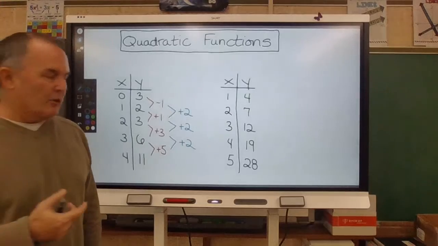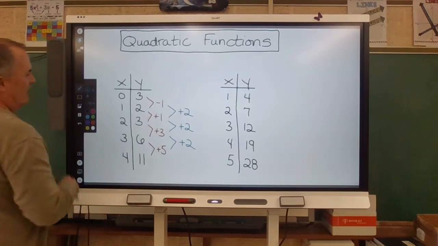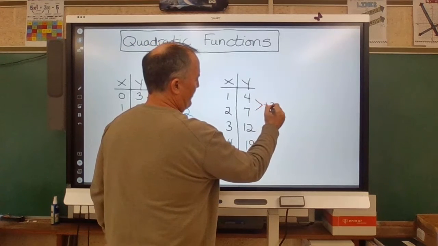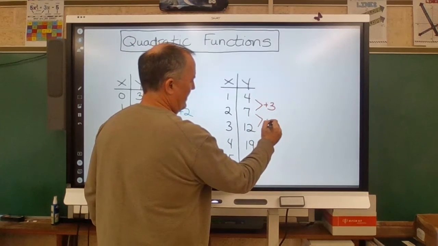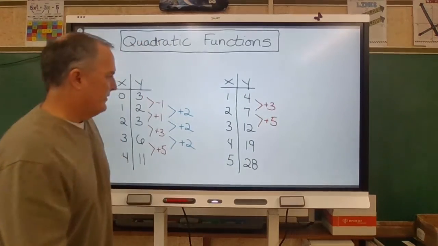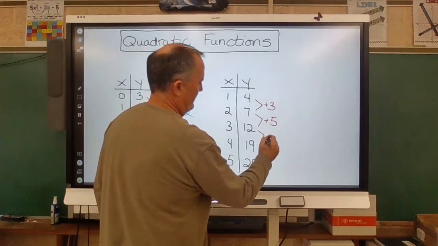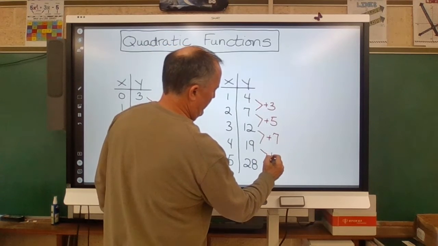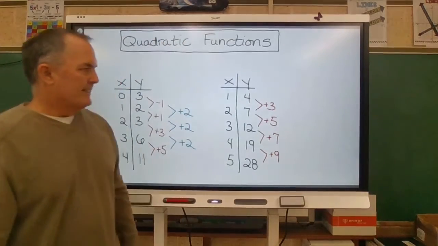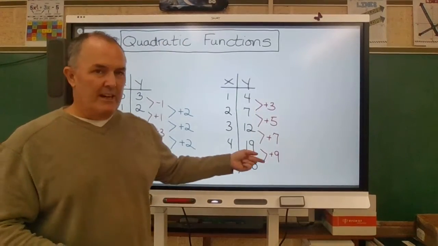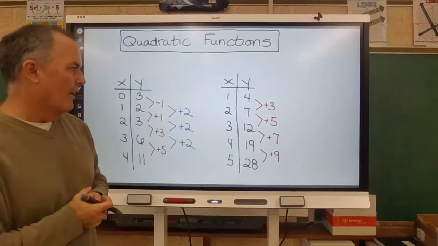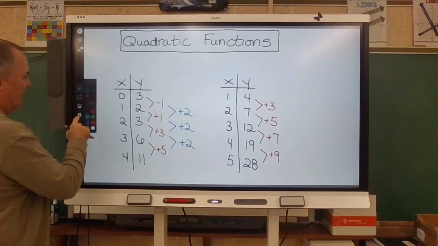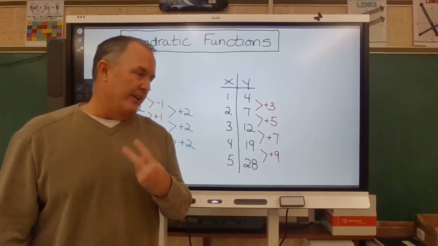And we're either going to be adding or subtracting on these. So let's go down and let's see the change. So here, we're actually going up 3. We're going up 5. Up 7. And up 9. Once again, even though I'm adding every single time, I'm not adding the same number over and over. So it's not linear. So now I'm going to check for the change of the change, or the second difference.